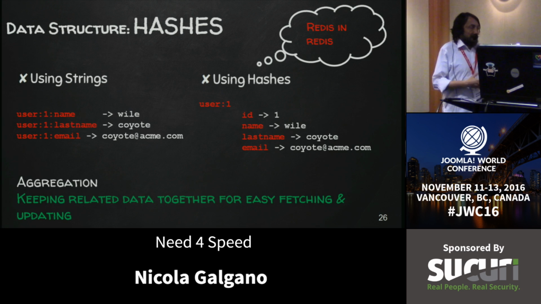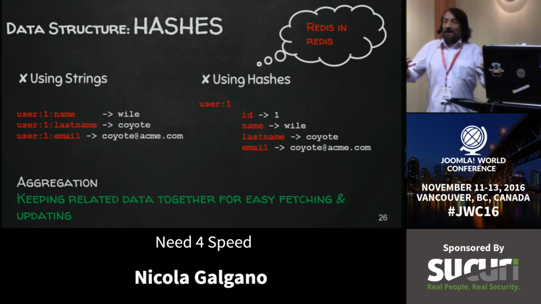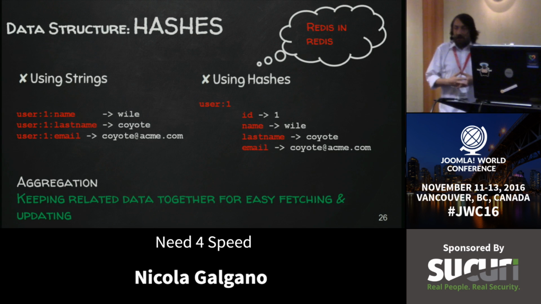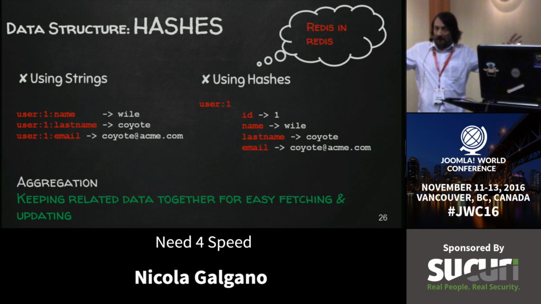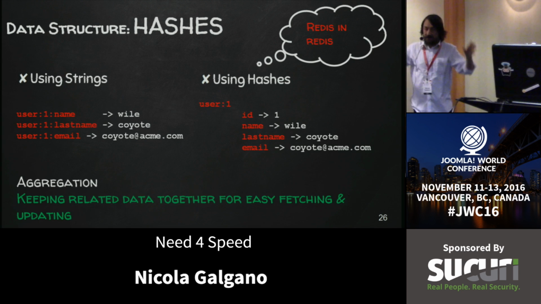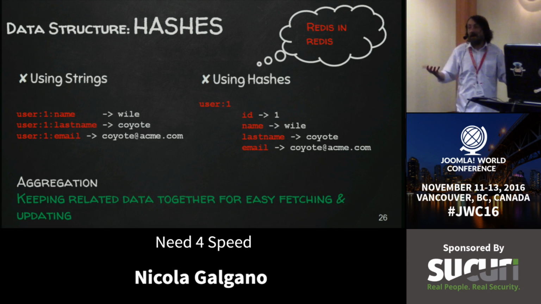What is the key point here? Redis lets you aggregate data together. In a relational database, you tend to disaggregate and make relationships between entities. In Redis, the concept is reversed. You have to aggregate data.